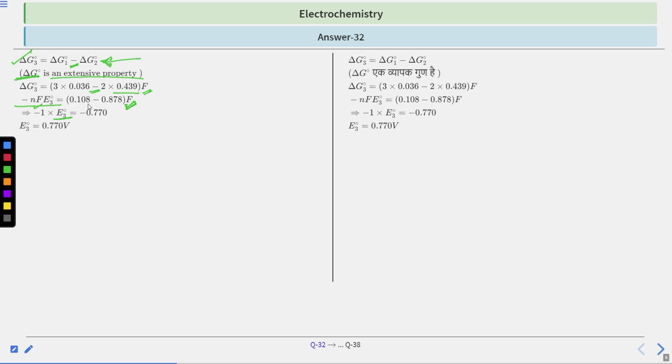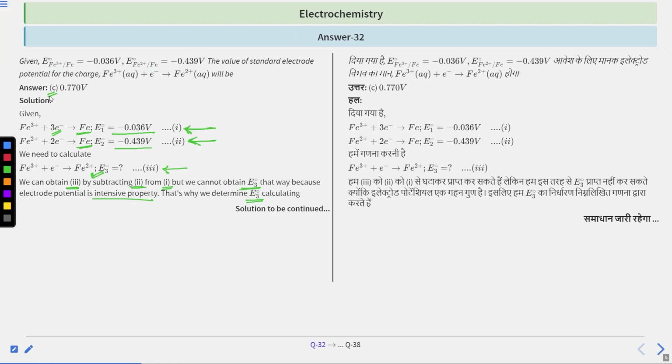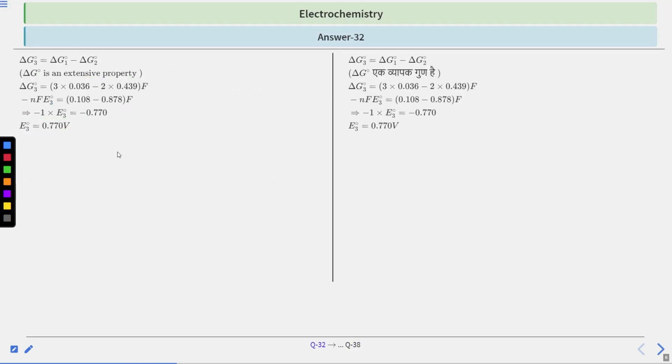On subtracting this, it is equal to minus 0.770. So E naught 3 will be equal to positive 0.770 because the minus will cancel out. And the final value of E naught will be positive 0.770 volt. Okay, and thus our option C is the correct answer. Now let's move to the next question.